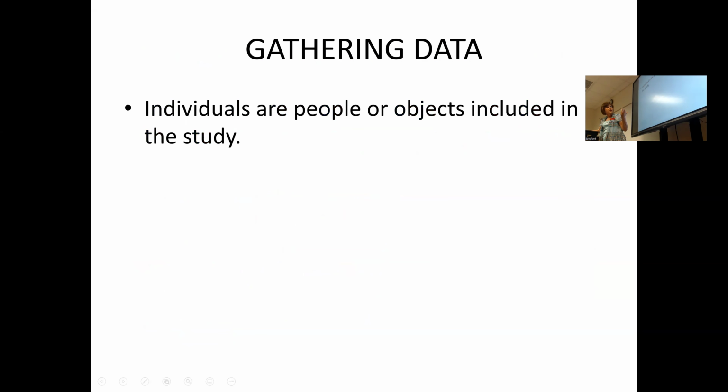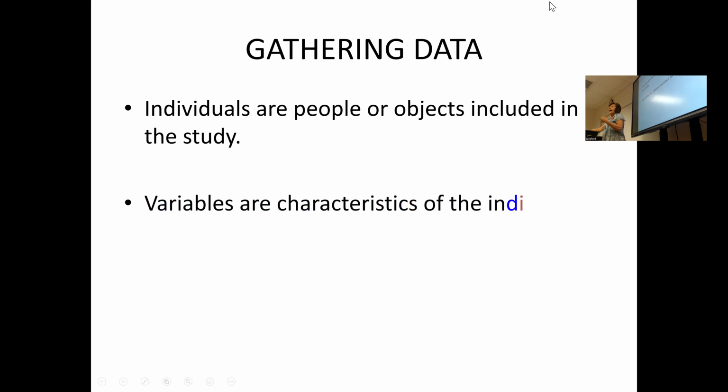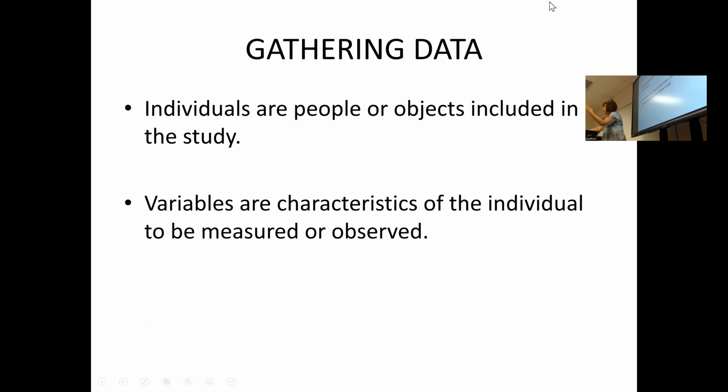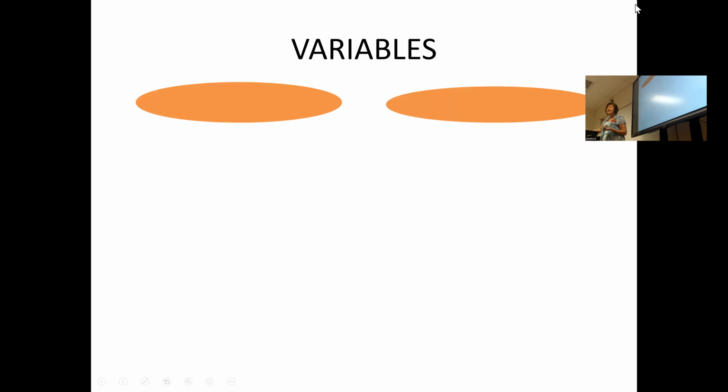Now, when you gather data, you've got to have something to study. So we say that the individuals are the people or the objects that you're including in the study. And then the variables are the characteristics of the individual. It can be a person or an object. And the variables are going to be measured and observed. All right. You see what I'm talking about? Lots of vocabulary here. That's the part you'll need to practice.